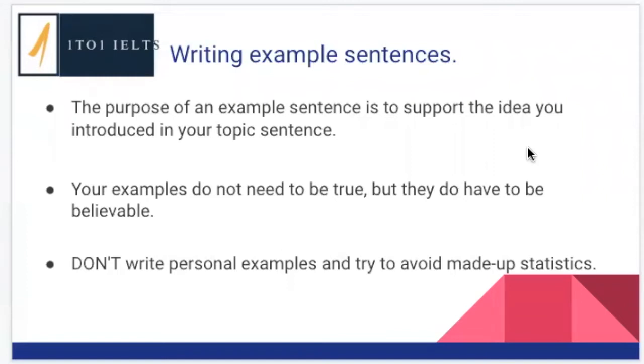Generally, it's a good idea to avoid made-up statistics. Again, if you have some statistics which are believable, it's okay. Problem is, for many students, they come up with statistics which are not particularly believable. So if you use statistics, they do have to be believable for them to be considered as effective. And also, we don't want to use personal examples in academic writing. Okay, so avoid personal examples, be more general examples.